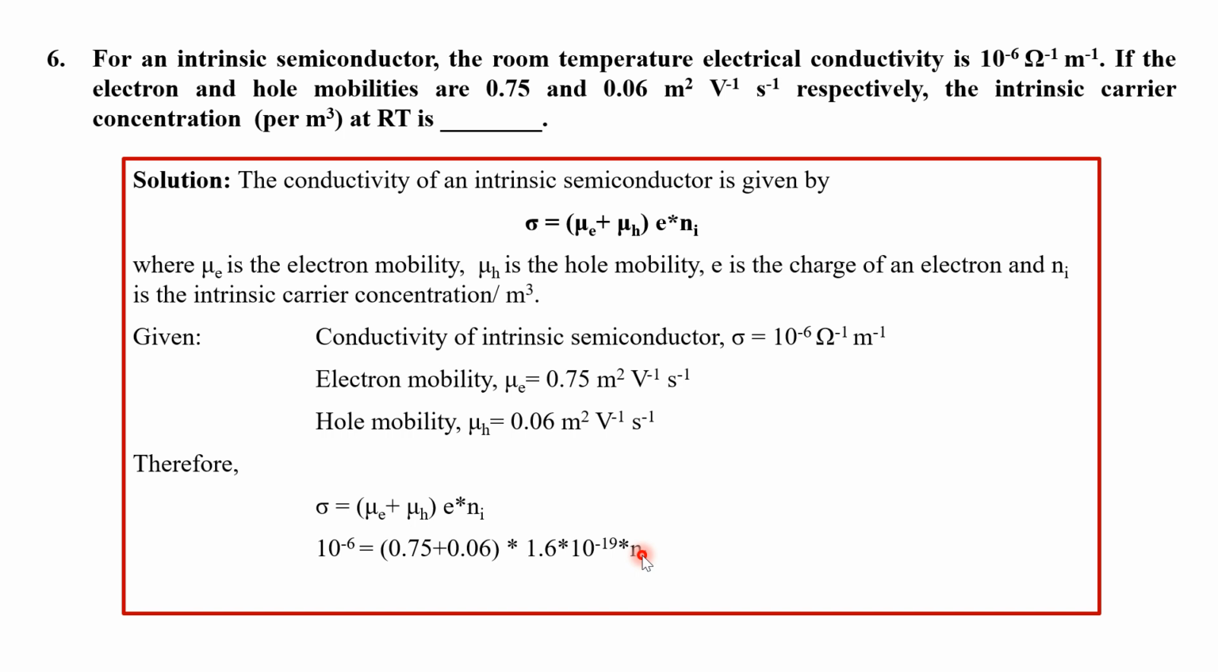It will be a very huge number. Yeah. What about the other person? Is he getting similar answers? Yeah. That is the answer of Ni. That is the carrier concentration. So usually intrinsic carrier concentration will be in the range of 10 power 12 or somewhere around that.